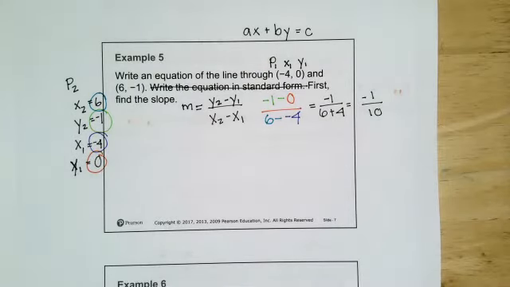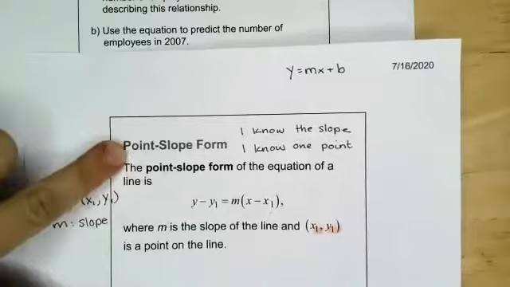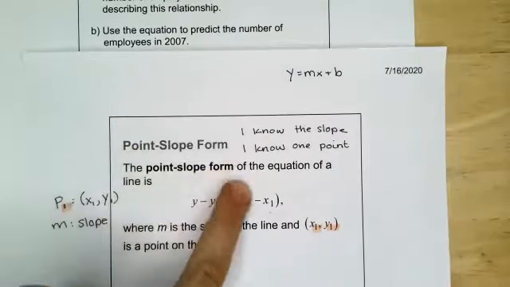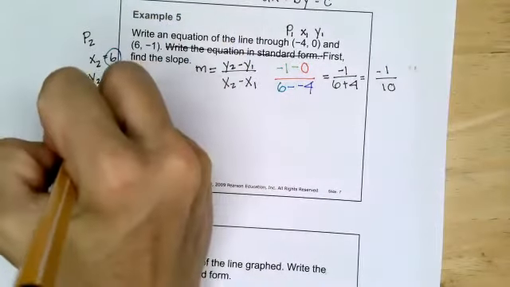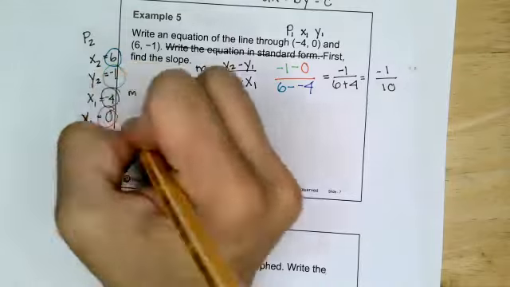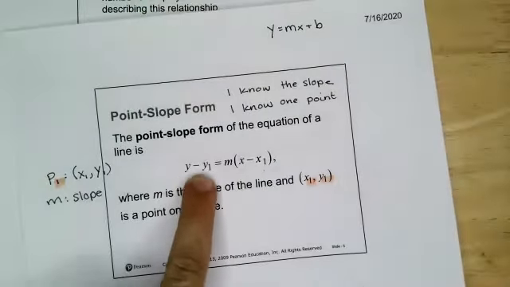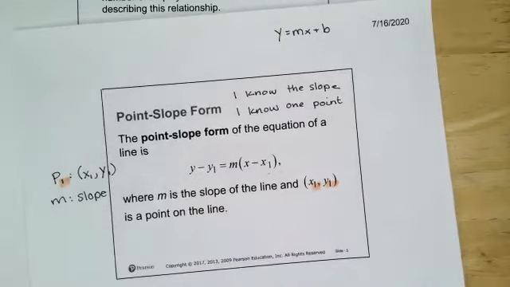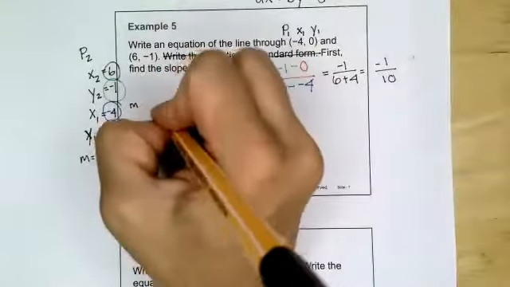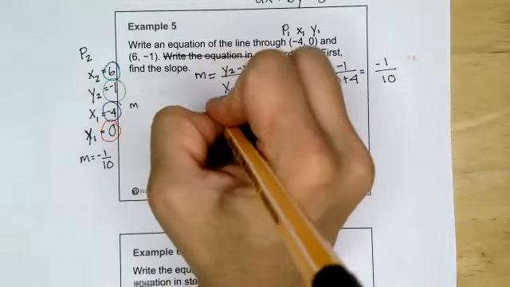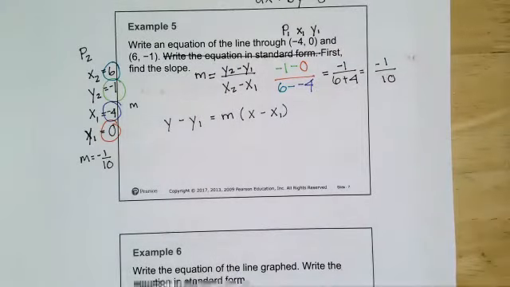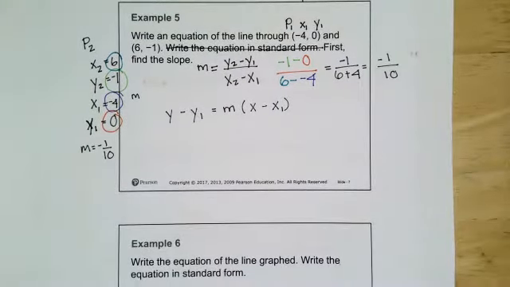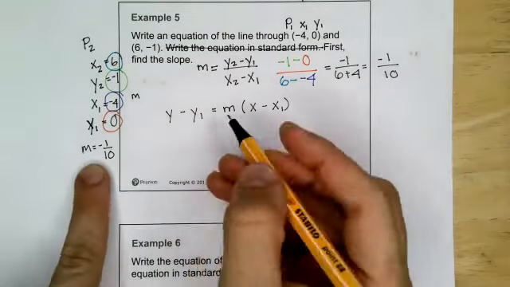Now I have slope and I have 2 points. So I can use point slope form. I know the slope, I know at least 1 point. It's okay if you know 2 points. My slope, I'll write it down here. Slope is negative 1/10. So I'm going to use this equation. Y minus y1 equals m times x minus x1. And that's just the equation of the line. Okay. We know m is negative 1/10.